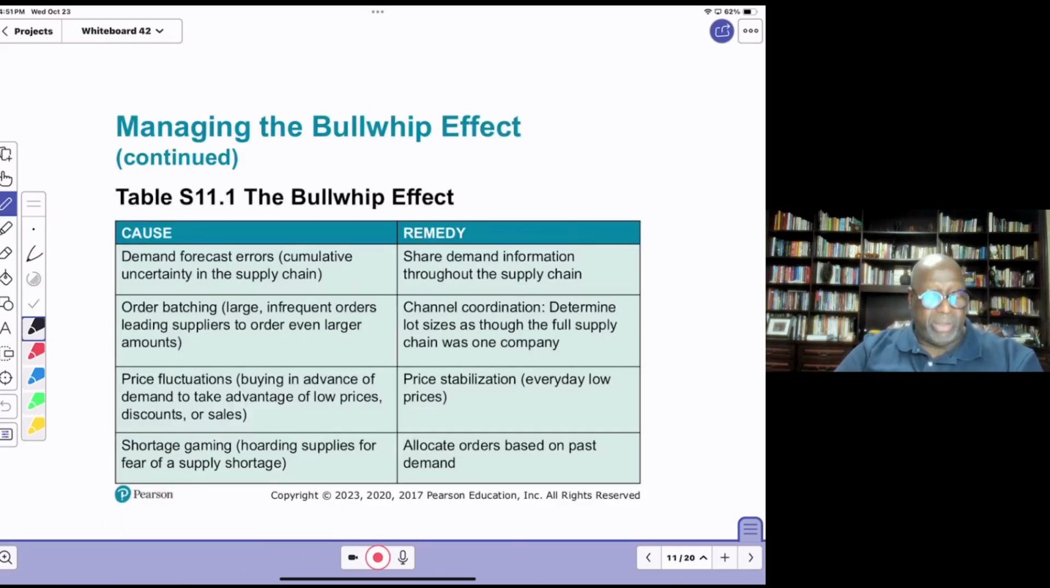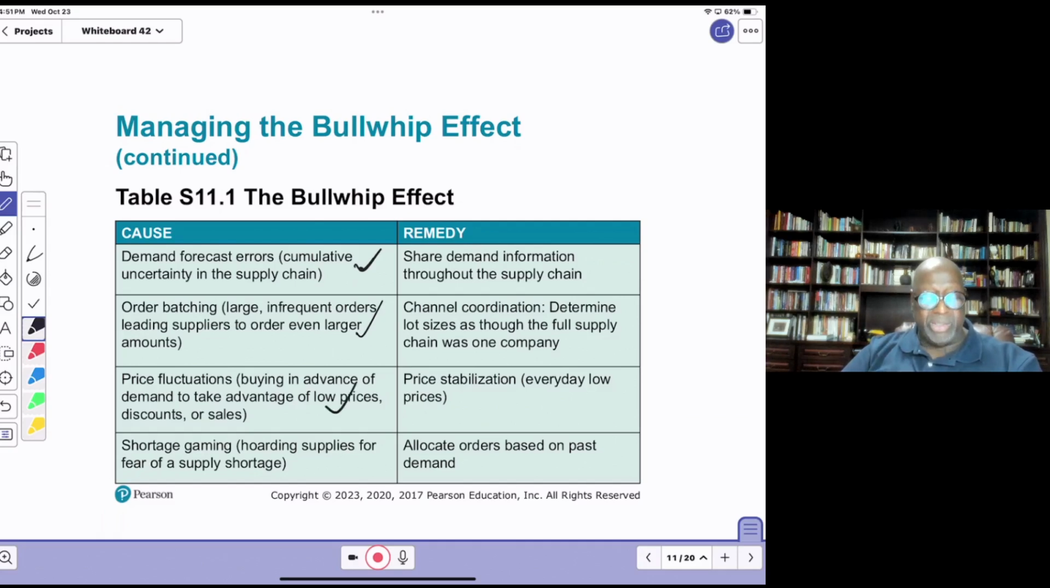How can you manage it? By having better forecasts, reducing your forecast errors, and addressing order batching. These are things that actually cause it. It's forecast errors, so if you try to reduce your forecast errors, that would certainly help. When you batch orders and create large orders that are infrequent, then the upstream provider is trying to second guess what your actual demand is and could end up overproducing.